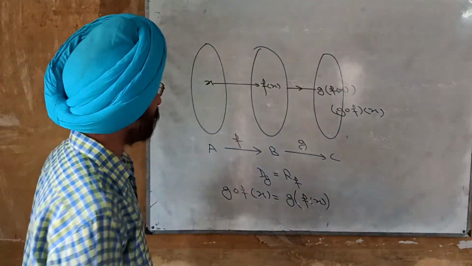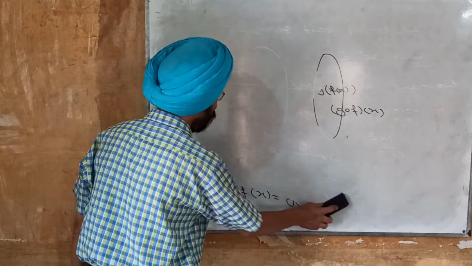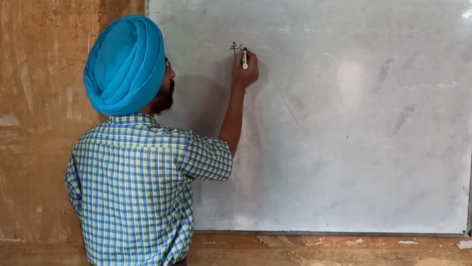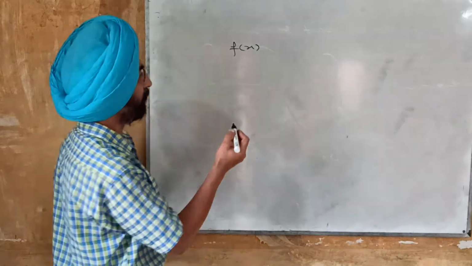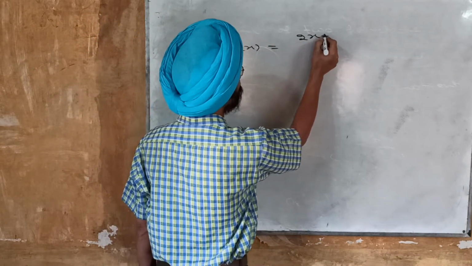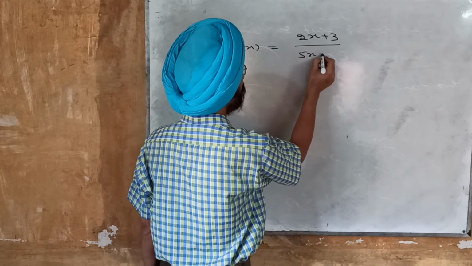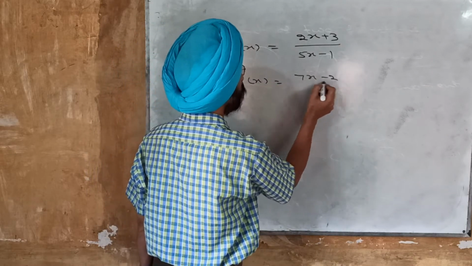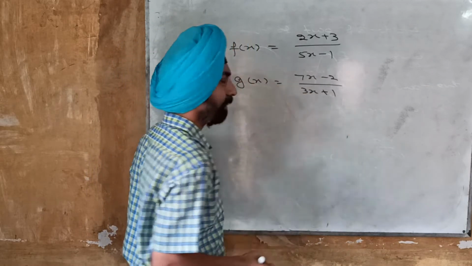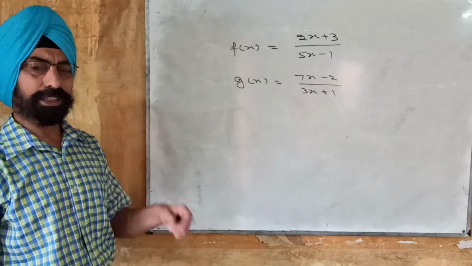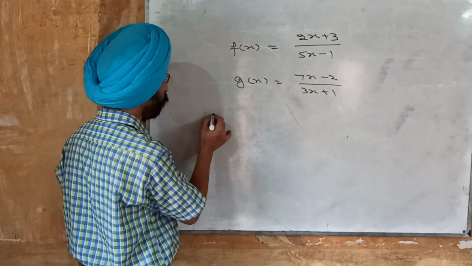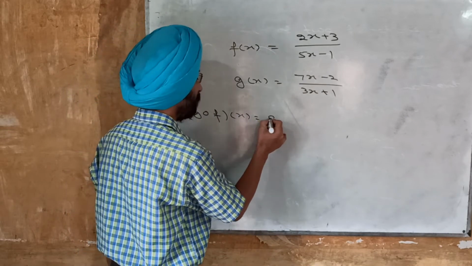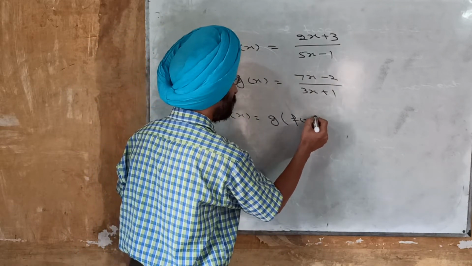So we look at some example first. Suppose I am taking two functions. I am not going into the domain and the range, I am simply defining f(x) is equal to (2x + 3) upon (5x - 1), and I am taking another function g(x) as (7x - 2) over (3x + 1). Now look at what is f composite g and what is g composite f. So first I am talking about (f composite g)(x). So it is g(f(x)).